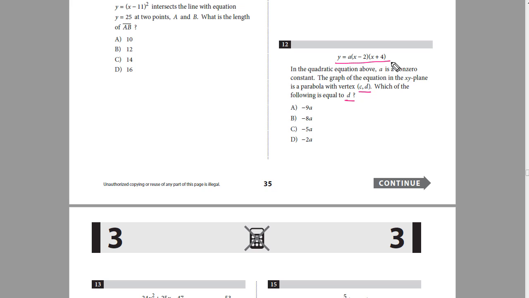Now an equation has been given, and the standard equation for the parabola is y is equal to a times (x minus h) whole square plus k, where h and k are the coordinates of the vertex, and in this case h will be c and k will be d, because c is the x coordinate of the vertex and d is the y coordinate of the vertex. Now we will try to transform this equation into this form. From there, whatever is the value of k or d, that will be our answer.